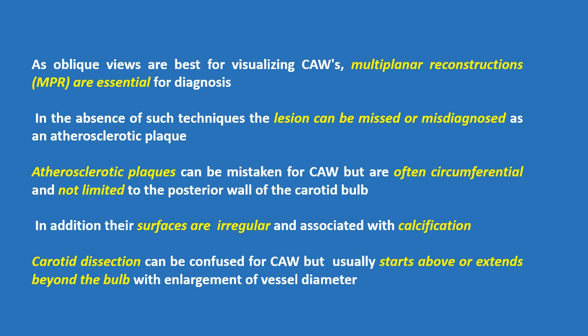As oblique views are best for visualizing CAWs, multiplanar reconstructions, or MPRs, are essential for diagnosis. In the absence of such techniques, the lesion can be missed or misdiagnosed as an atherosclerotic plaque. Atherosclerotic plaques can be mistaken for carotid artery web, but are often circumferential and not limited to the posterior wall of the carotid bulb. In addition, their surfaces are irregular and associated with calcification. Carotid dissection can be confused for a carotid artery web, but usually starts above or extends beyond the bulb with enlargement of the vessel diameter.